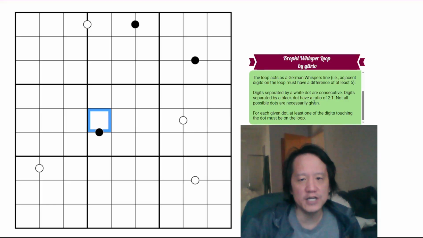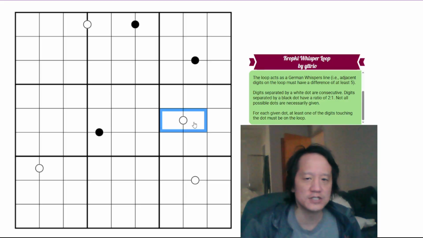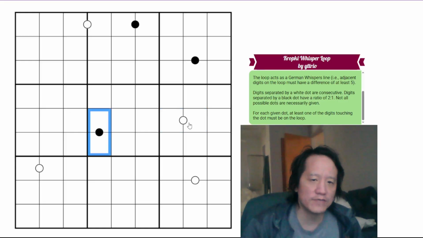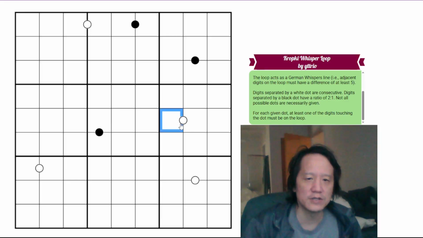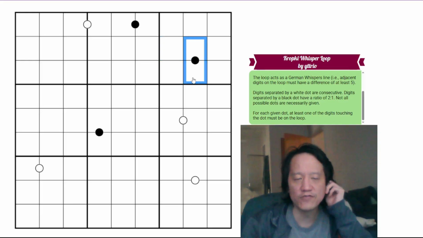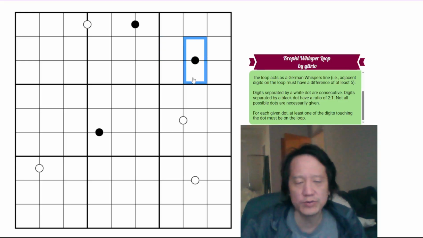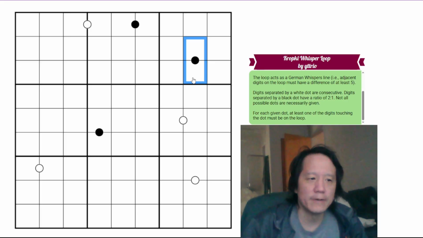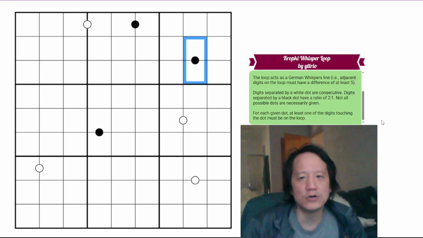And for each given dot, at least one of the digits touching the dot must be on the loop. So of these sets, basically each of these Kropki pairs, at least one of them must be on the loop. And those are all the rules.